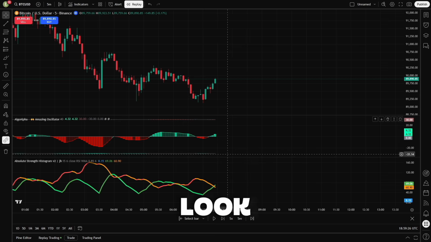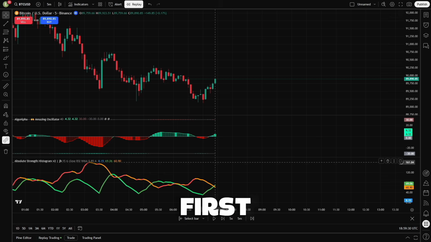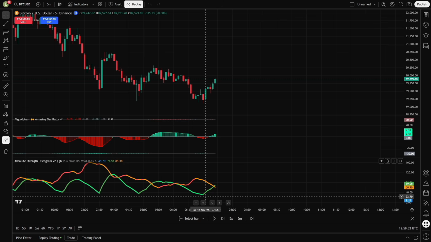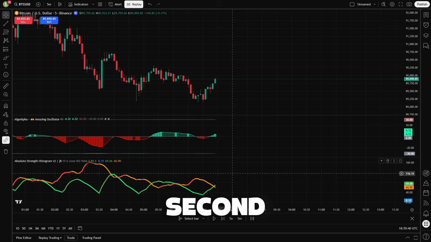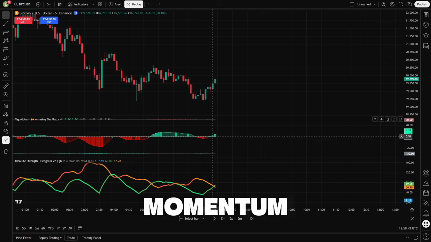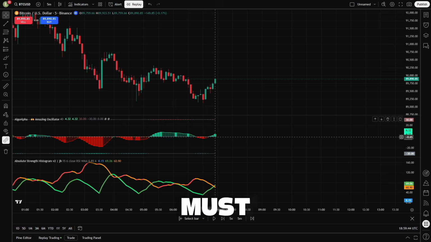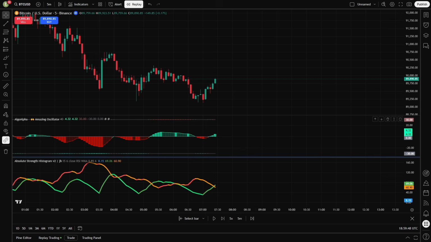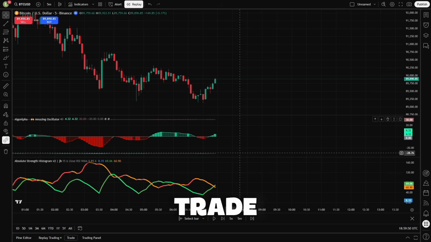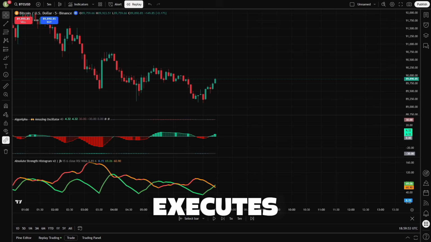All right, let's jump into the call setup. What does a perfect entry look like? It's simple. We need two green lights. First, check the trend. We need that green line on the absolute strength histogram to be clearly on top of the red line. That's your trend confirmation. Second, look at the momentum. The Amazing Oscillator must be firing with a bright teal bar above the zero line. We've figured out the up trade. Let's see how this executes.